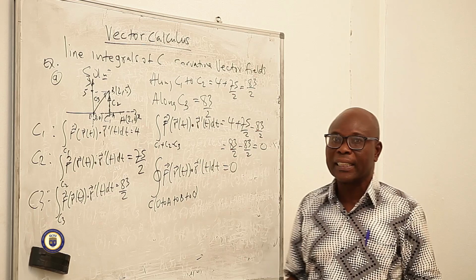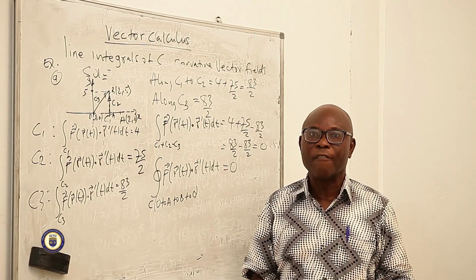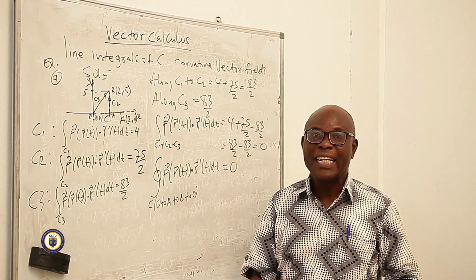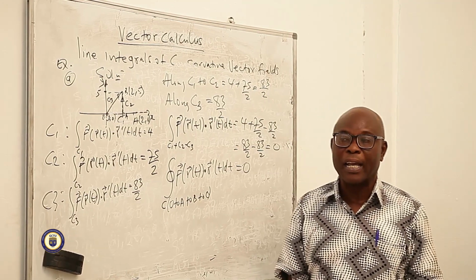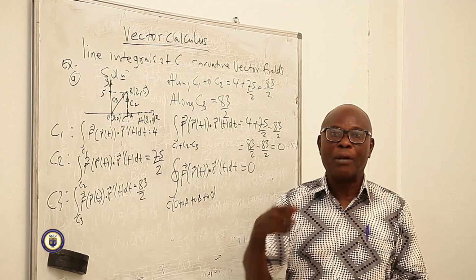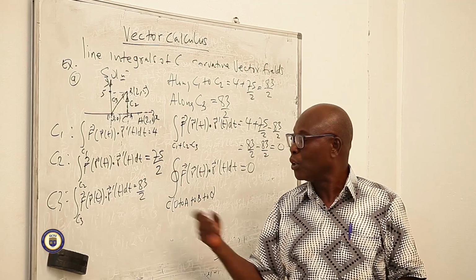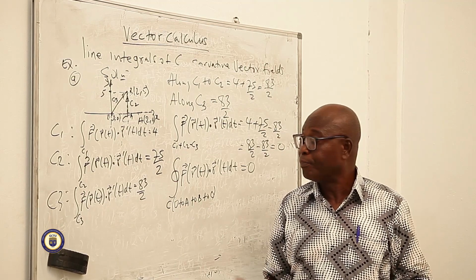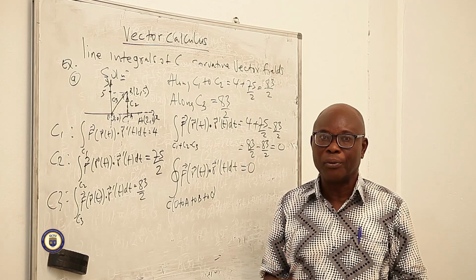It means that if F is a conservative vector field, then it doesn't matter the path that you take. When you start from a point, go around in any haphazard way, and you come back to the original point, then the work done along that path is 0.